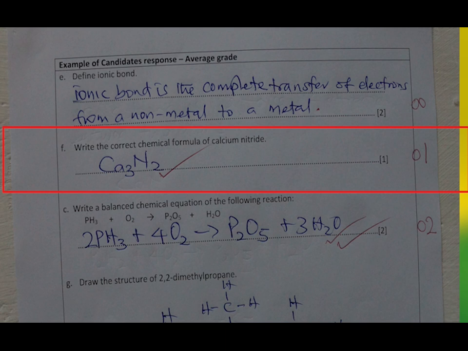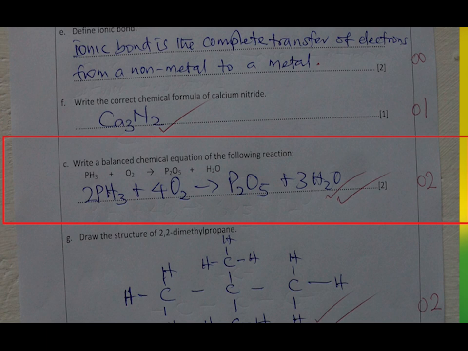The candidate was able to recall the valencies of calcium to be 2 and that of nitrogen to be 3. That is by subtracting 5, which is the group number of nitrogen, from 8, yielding 3, and apply the valencies correctly to determine the correct formula of calcium nitride to be Ca3N2, and therefore she is awarded 1 mark out of 1.